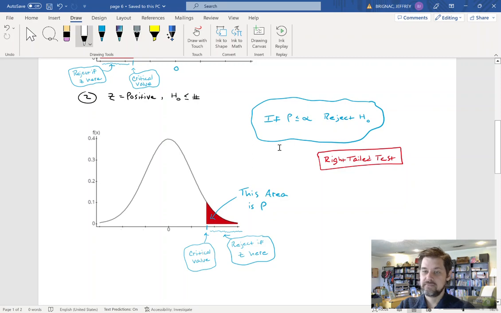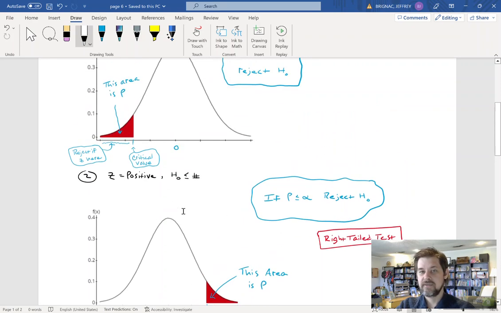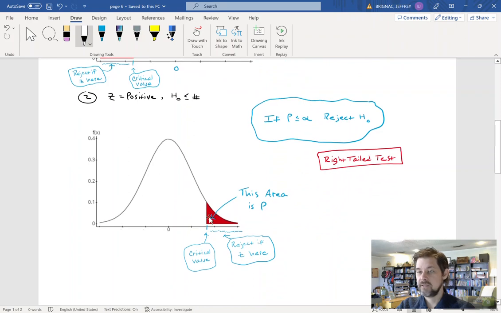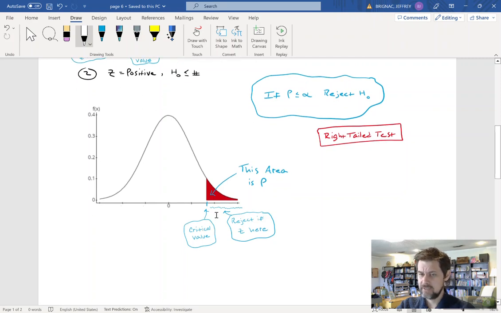The right-tailed test is just turned around. The curve looks this way instead of this way, but the concepts are the same otherwise. You'll have a right-tailed test if the null hypothesis H subscript 0 is less than or equal to a number. Z will be positive. Once again, this critical value marks off the beginning of this area, which is calculated to be p.